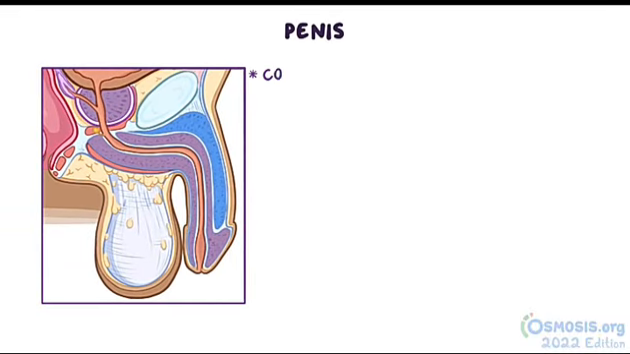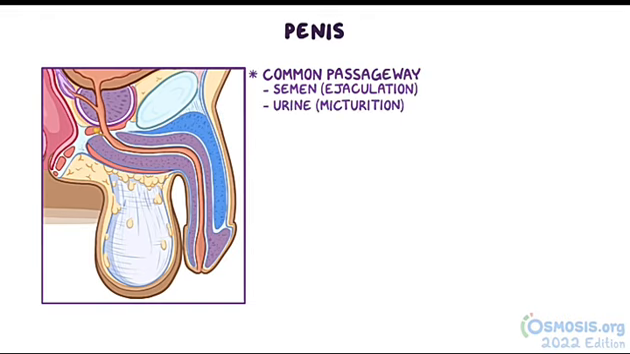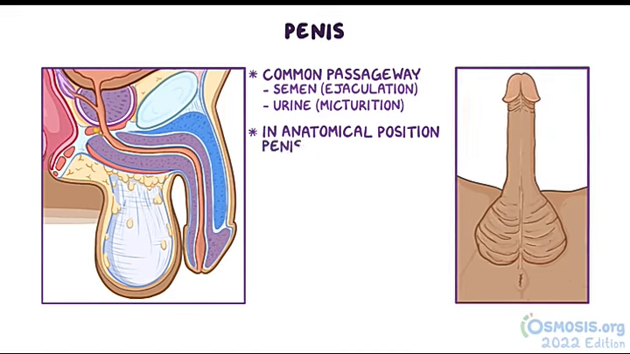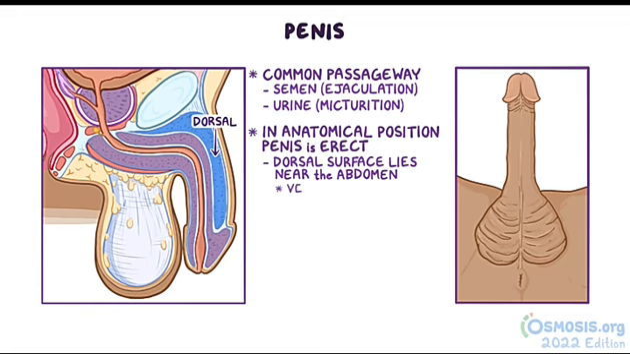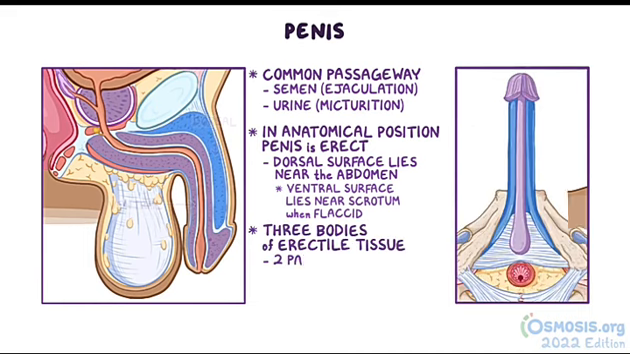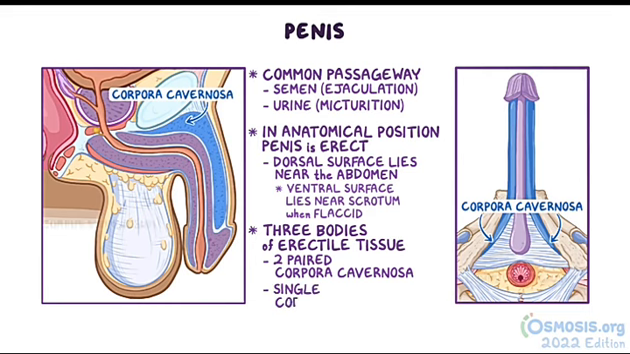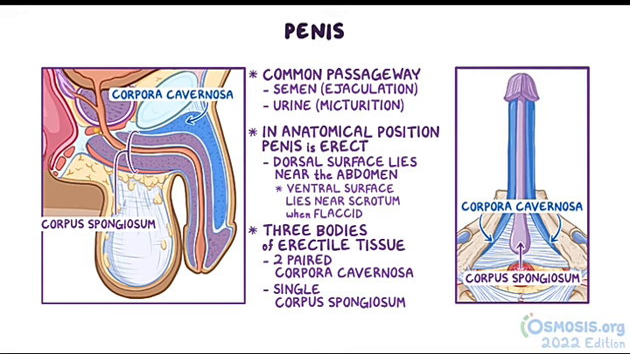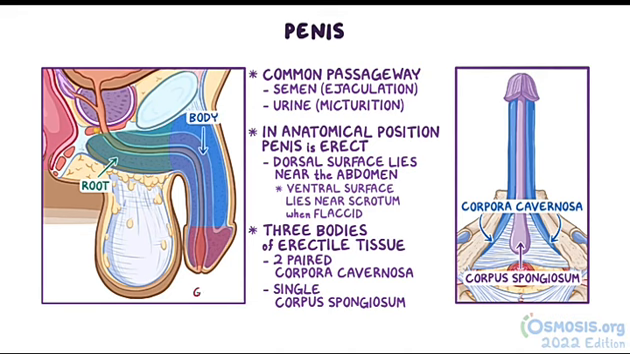Alright, now let's talk about the anatomy of the penis, which serves as a common passageway for semen during ejaculation and urine during micturition. In the anatomical position, the penis is erect, meaning the dorsal surface lies near the abdomen, and this means the ventral surface lies near the scrotum when it's flaccid. Within the penis are 3 bodies of erectile tissue, 2 paired corpora cavernosa, and a single corpus spongiosum. These erectile tissues are the main internal structures that compose the 3 parts of the penis, which are the root, the body, and the glans.